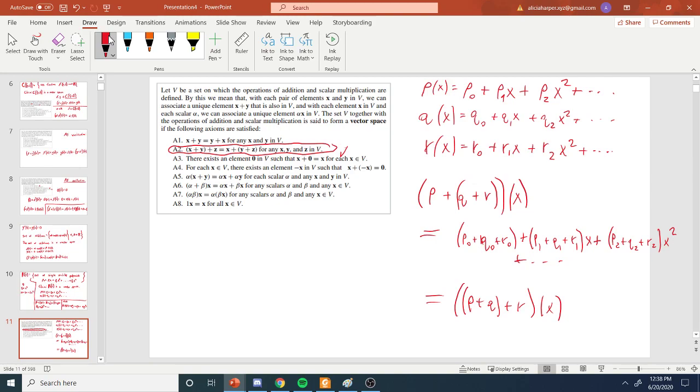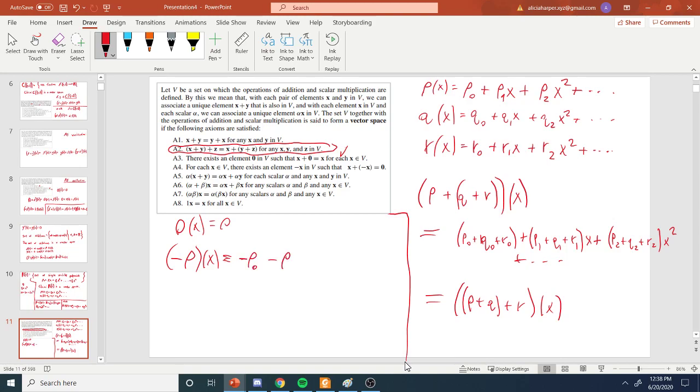You can also verify, for example, axiom A4 by noting that the zero polynomial is just 0. And we can define the negative of a polynomial to be simply the polynomial where all the coefficients are negated. So we have negative P equals negative P0 minus P1 times X minus P2 times X squared, and so on. And you can check that if you add negative P to P, you simply get the zero polynomial. And so this verifies A4.